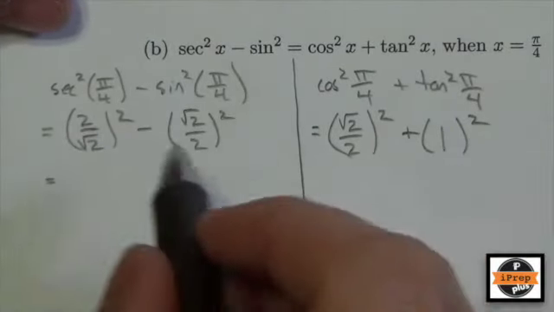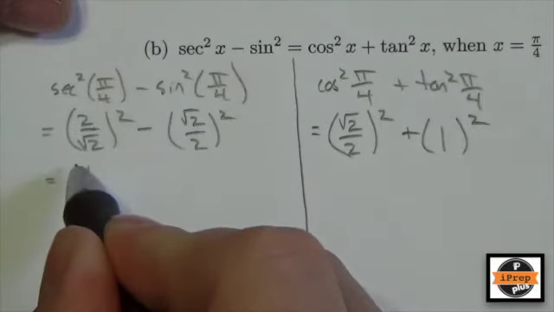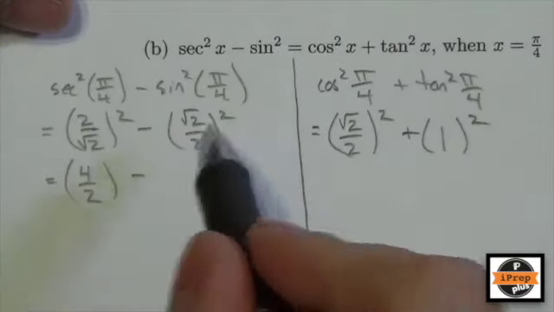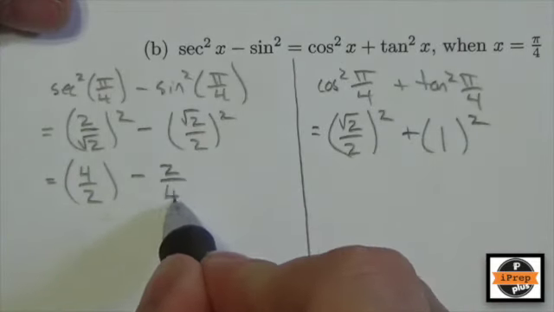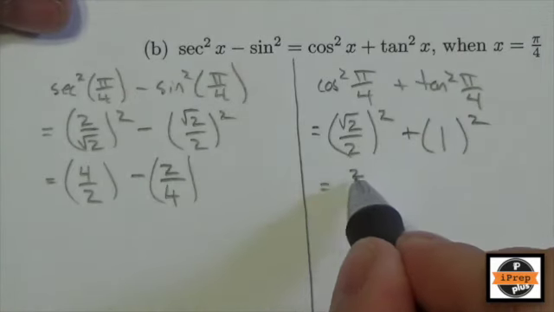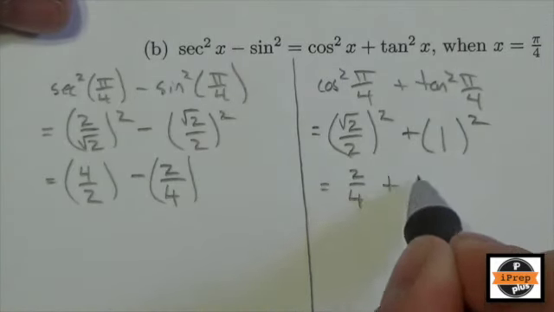So 2 over root 2 squared, that's going to become 4 over 2. That's going to be nice. That'll simplify nicely. This is going to become 2 over 4. And then over here, this is going to become 2 over 4 plus 1.